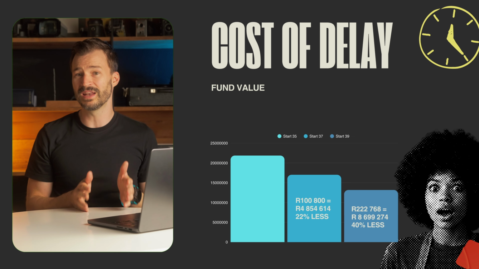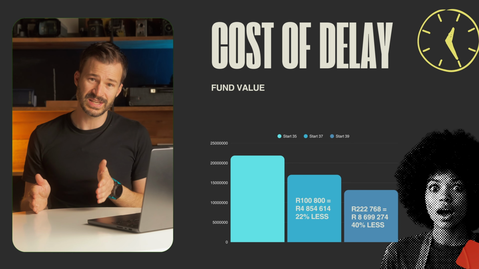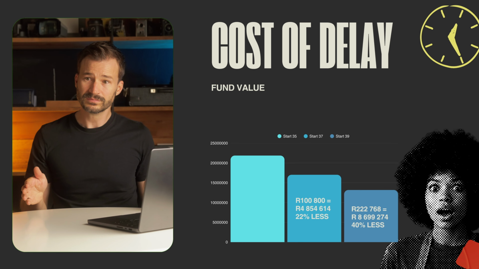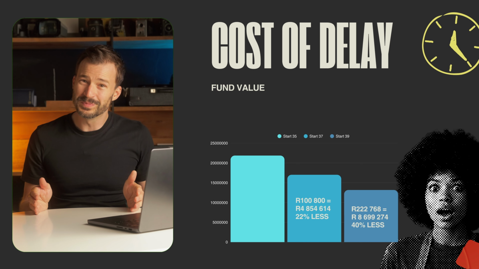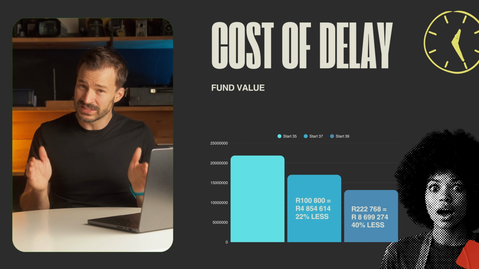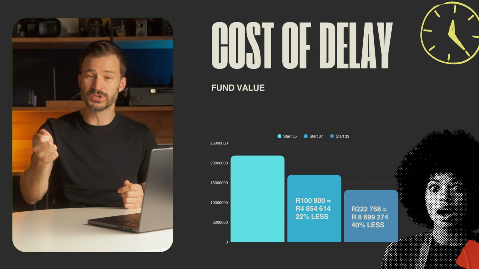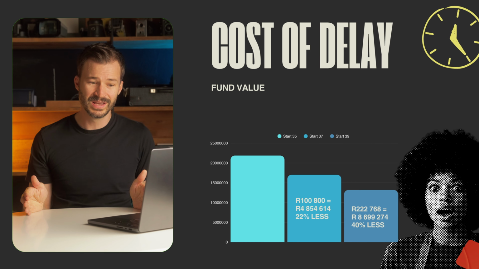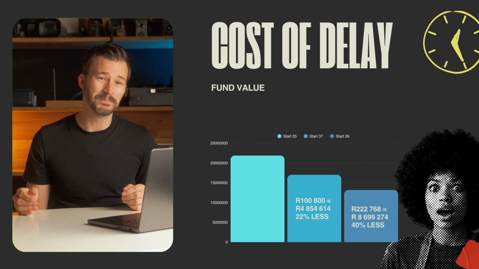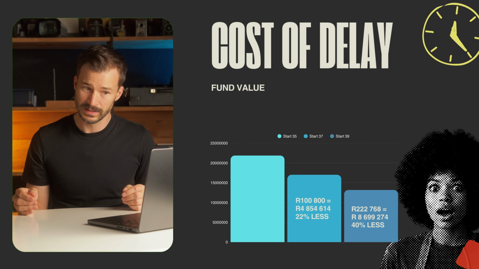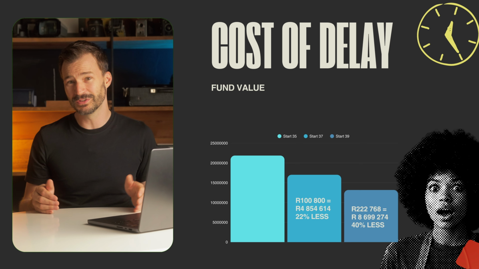If she delays and only starts investing at 37, so that's 2 years later, she would have 22% less. Now that's insane. So her 100,000 Rand contribution that she would have invested over the 2-year period is costing her 4.8 million Rand at retirement. It gets worse if you delay longer.